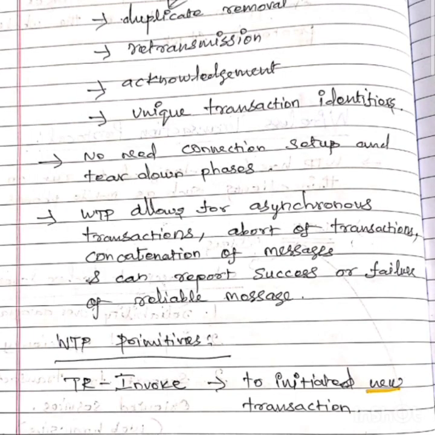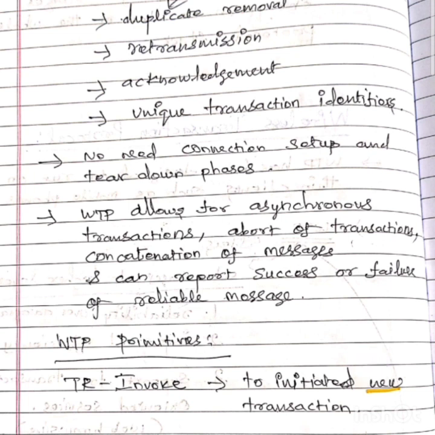Okay, next let's see how the wireless transaction protocol achieves reliability. It removes duplicate messages, duplicate requests and responses also, and then retransmission. If any failure occurs between peers or in the communication path, it retransmits. It provides the retransmission service, and for every transaction it provides acknowledgements. Then next, it provides a unique transaction identifier. Each and every transaction has a unique identification, so you can identify which transaction you are using and for which transaction you receive the acknowledgements.